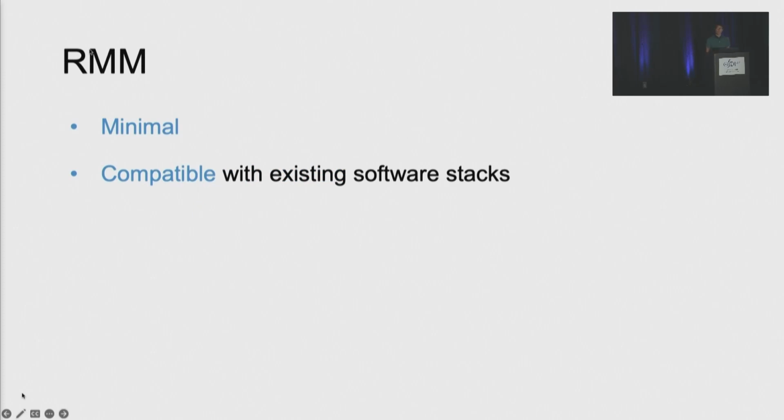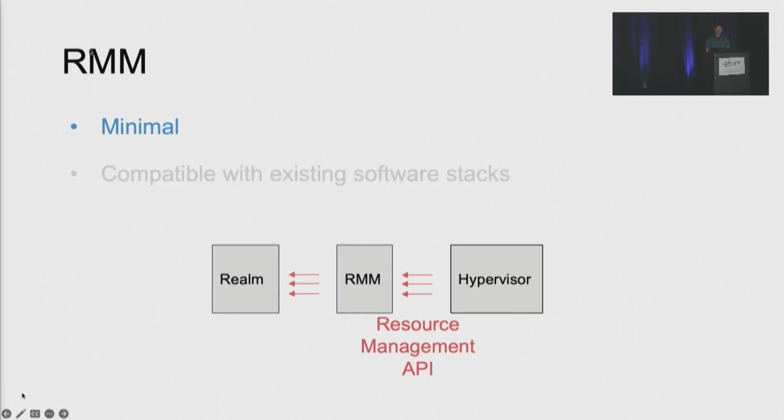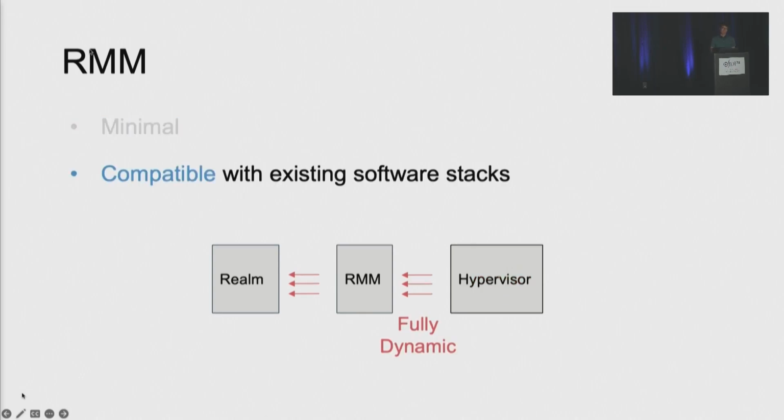RMM is designed to be minimal and compatible with the existing software stacks. To be minimal, RMM does not implement any allocation or scheduling algorithms, but exposes resource management interfaces to the hypervisor. The hypervisor must manage realms through RMM's interfaces, including creating realms, allocating memory to realms, and scheduling realms to run. RMM will validate the calls invoked by the hypervisor and will reject them if the hypervisor is going to compromise realms' data security. To be compatible with existing system software, RMM exposes fully dynamic interfaces to the hypervisor, so the hypervisor can still control everything and reuse the existing algorithms to manage realms.